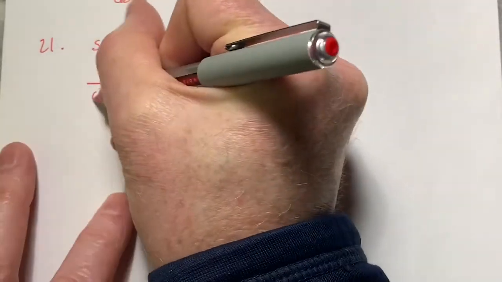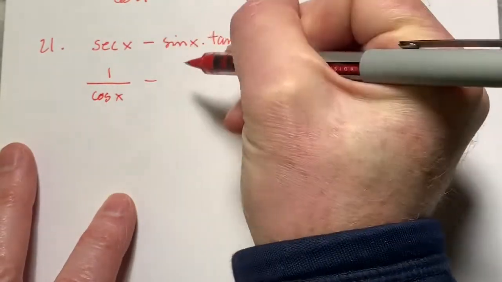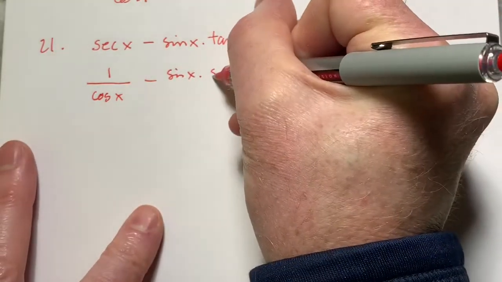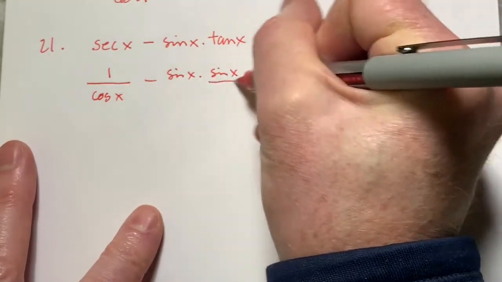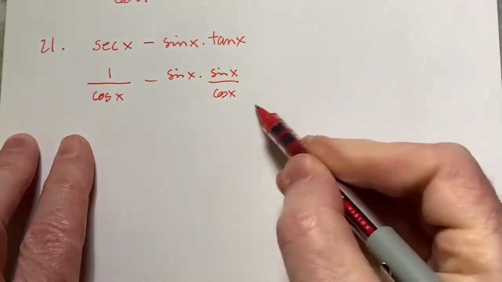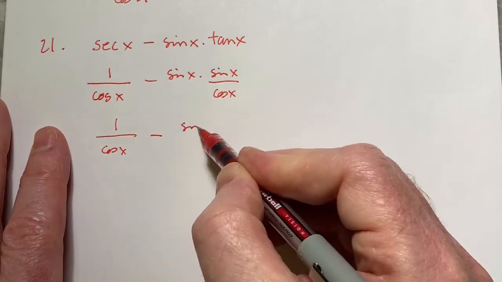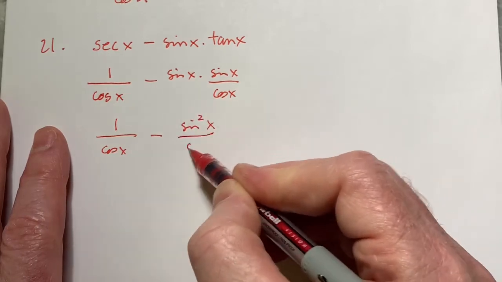So what is a secant? It's a 1 over a cosine. And a sine is already in terms of sine and cosine. And what is a tangent? It's a sine over a cosine. So what do I end up having here? I have a 1 over a cosine of x minus a sine squared over a cosine of x.